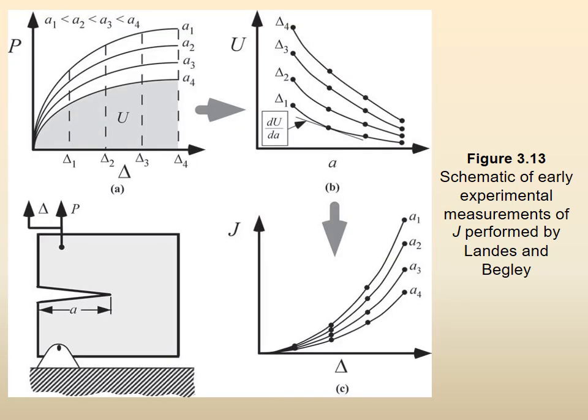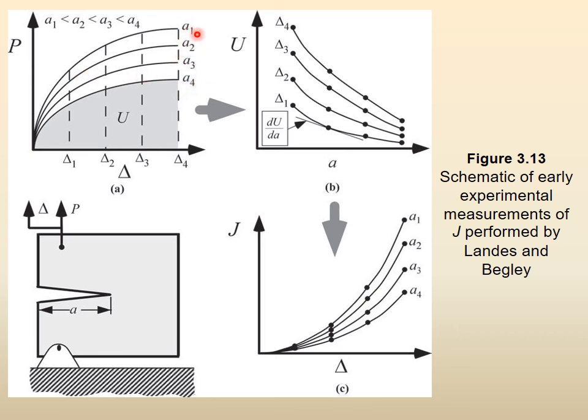So now this is the figure. Again, whenever I show any figure or any picture, don't get confused by looking at the whole thing. Look at one part only. First the heading is schematic of early experimental measurements of J performed by Landes and Begley. Part A only. They have done the experiment, the same specimen, the V-notch edge specimen, and they have different samples for different initial crack sizes.